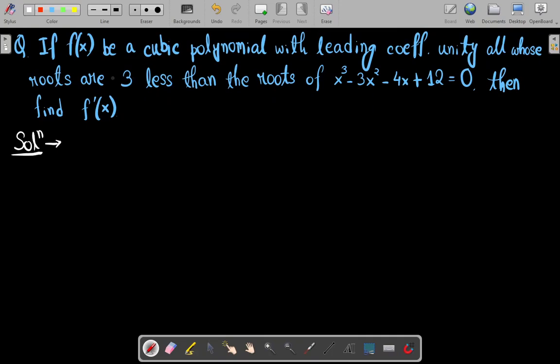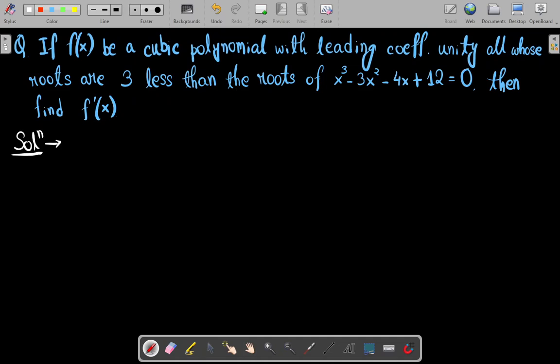Hello everyone. In this question, it is asked that if f(x) be a cubic polynomial with leading coefficient unity, all of whose roots are 3 less than the roots of x cubed minus 3x square minus 4x plus 12 equal to 0, then find f dash x. So we are given a cubic equation here. Let the roots of this cubic equation be alpha, beta, gamma. The roots of another cubic polynomial f(x) are alpha minus 3, beta minus 3, and gamma minus 3. We have to find the derivative of that function, that is f dash x.